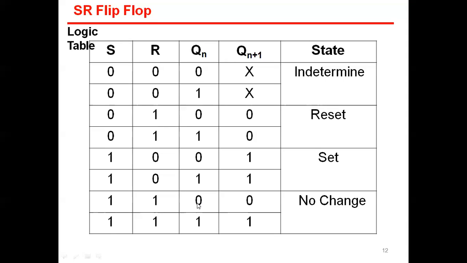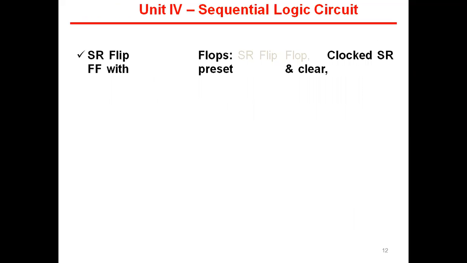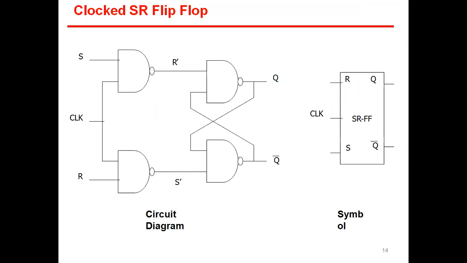Now next, S equal to 1, R equal to 1, and the second time while S equal to 1, R equal to 1, and Qn equal to 0, at that time the output will be as it is, 0. When S equal to 1, R equal to 1, Qn equal to 1, as it is, output will be 1. It means it is called the no change state, in which the output Qn plus 1 is as it is like Qn.